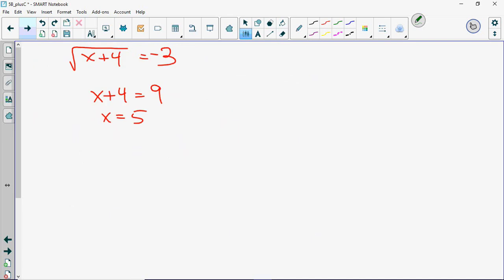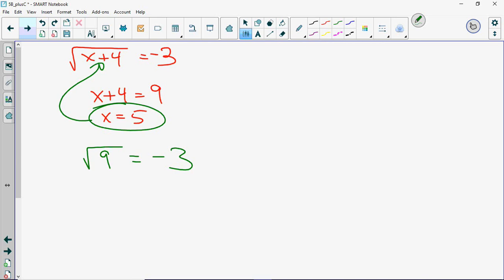This one's a little bit more interesting. When we square both sides, on the left, the square root goes away. On the right, we get 9. We solve that, we get x equals 5. We check that solution, and we would put that back in here, and then we're going to get the square root of 9 equals negative 3. But that's not true. We discussed earlier that that would not be the case. When we take the square root of 9, it's equal to the positive 3.